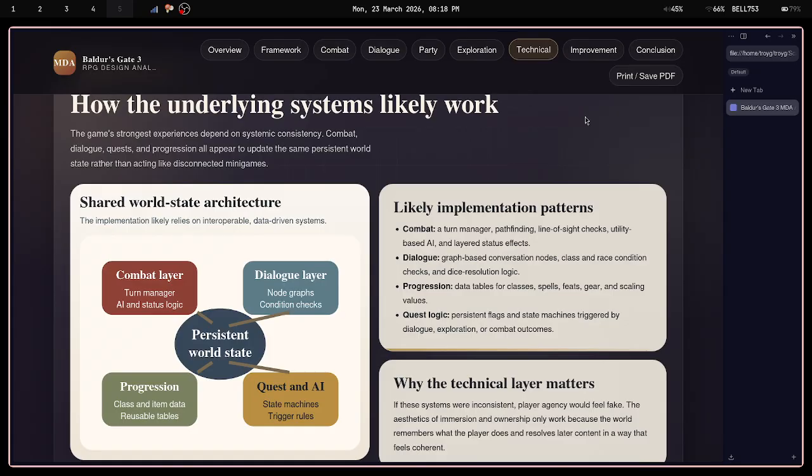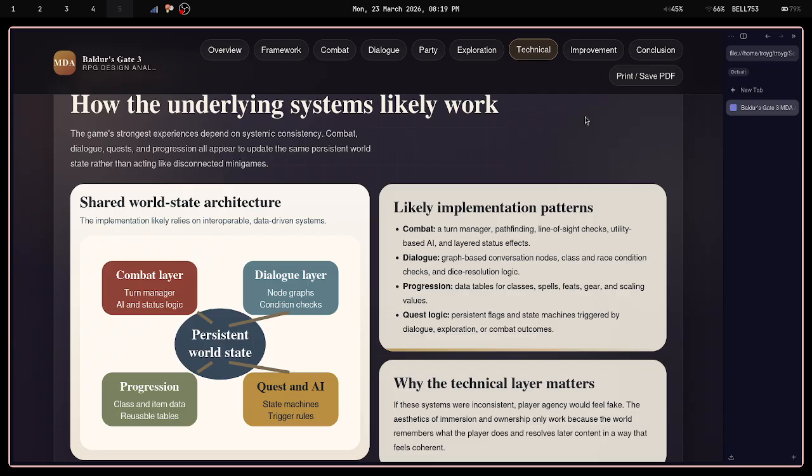So, how does the underlying system likely work? From a technical perspective, Baldur's Gate 3 is impressive because its systems appear to be interoperable. Combat likely depends on a turn manager, pathfinding, line of sight checks, status effect logic, and utility-based AI behavior. Dialogue likely depends on graph-based conversation nodes, condition checks for class, race, and quest state, and a dice resolution system.